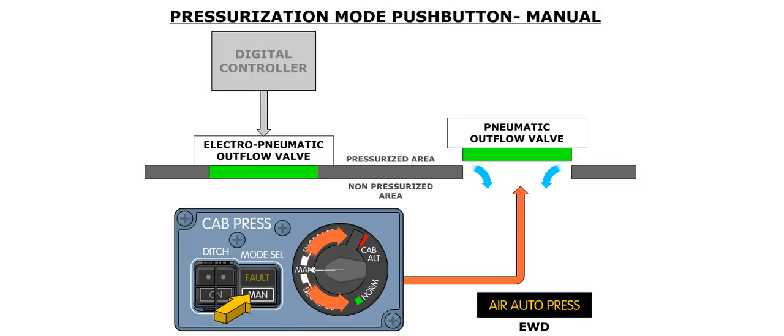Placing the mode selection push button in the released out position will select the manual mode of operation. The cabin altitude knob should be placed in the 9 to 10 o'clock position prior to switching back and forth between the automatic and manual mode. In the manual mode, the white manual caption will be illuminated in the push button, and the amber air automatic pressurization message is displayed on the EWD.